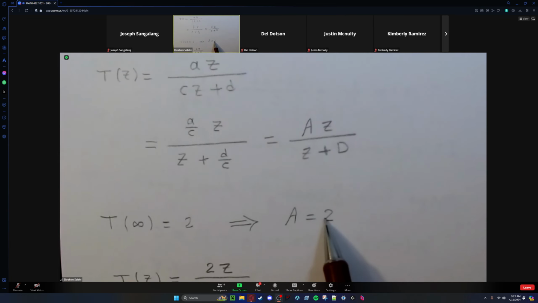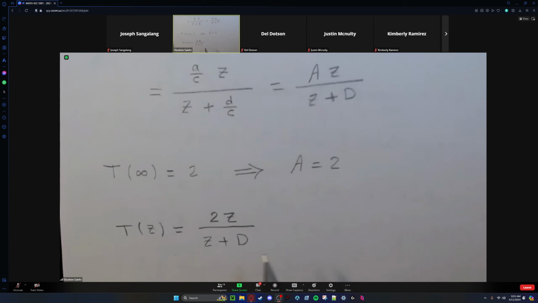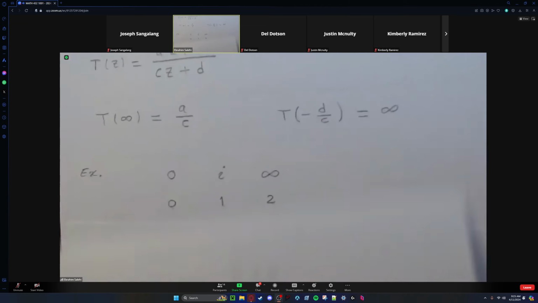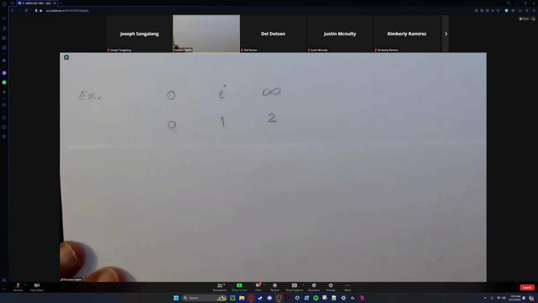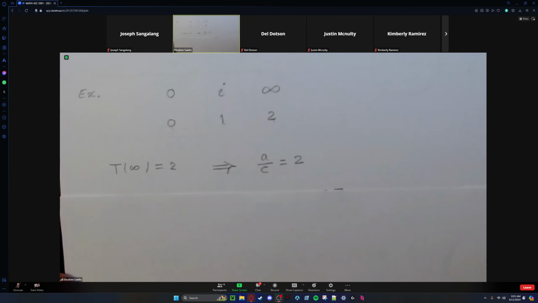Right? A is 2. So we end up having this, only to find D. And the third condition will help us find D. All right, so it's not really that bad. Here comes infinity. A over C is 2. This is another way of doing it.